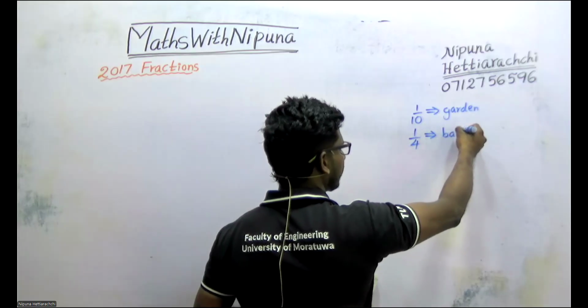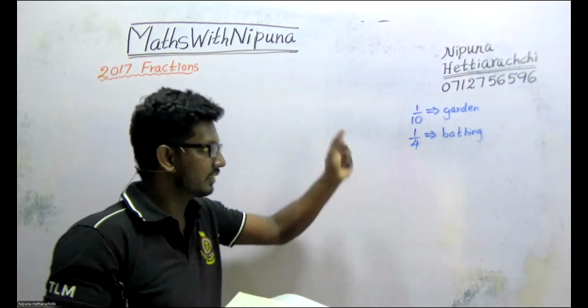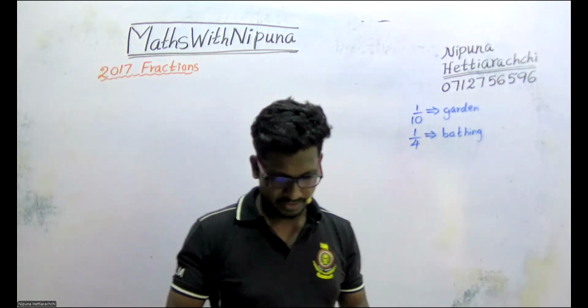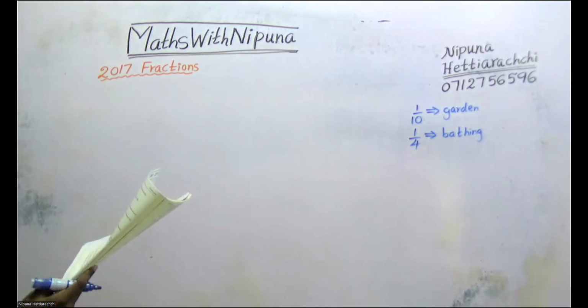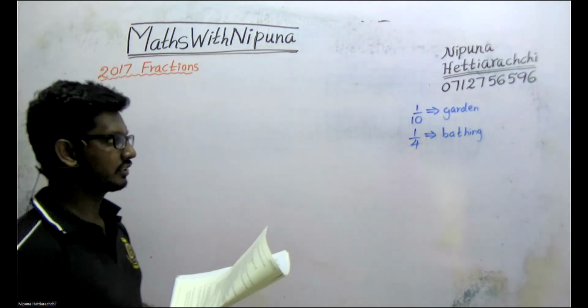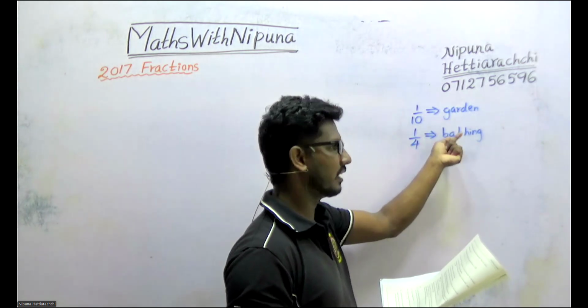That is from the total, from the total fraction, from the total capacity. Another 1/4 has been used for bathing. Then they're asking to find what fraction of the water in the tank is used to water the garden and for bathing. The total fraction of watering the garden and bathing.